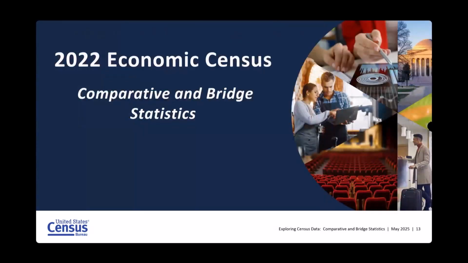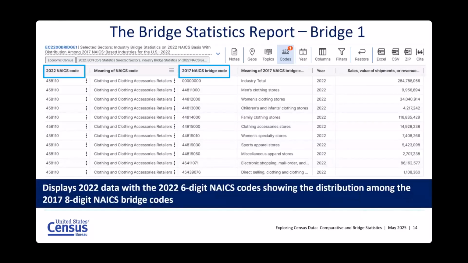Now we will discuss the comparative and bridge statistics tables that present data on the 2017 and 2022 NAICS basis. Bridge Table 1 displays 2022 data with the 2022 6-digit NAICS codes, showing the distribution among the 2017 8-digit NAICS codes. All establishments now classified to the 2022 6-digit 458110 clothing and clothing accessories retailers would have previously been broken out among 10 different 2017 8-digit NAICS codes. I'll let you just take a look at this for a second.